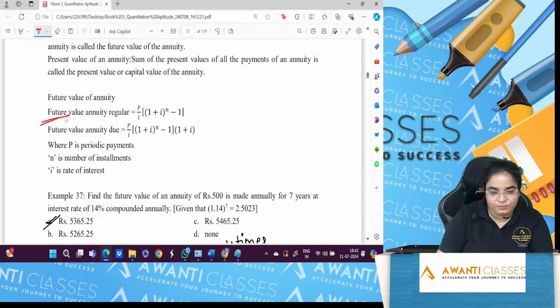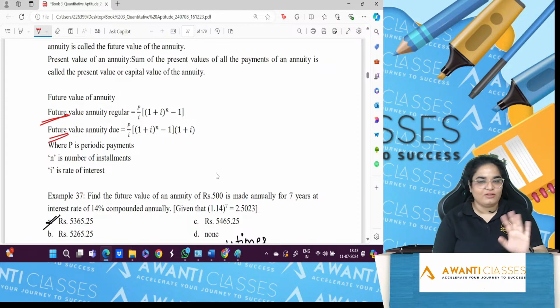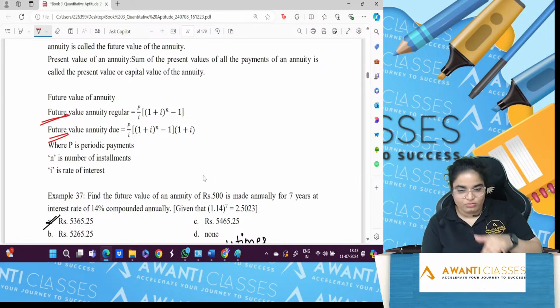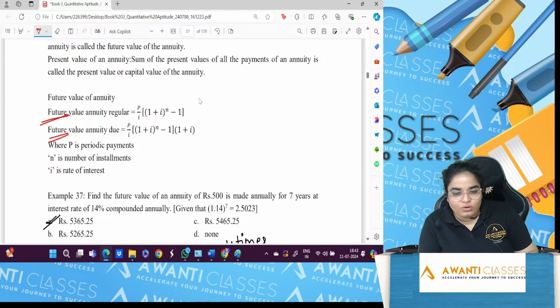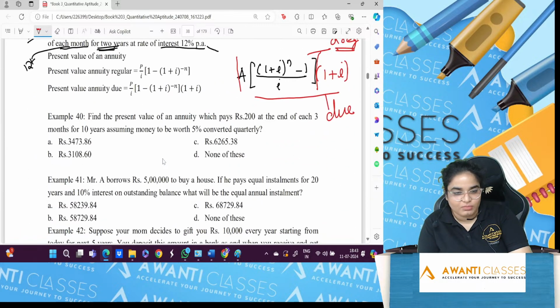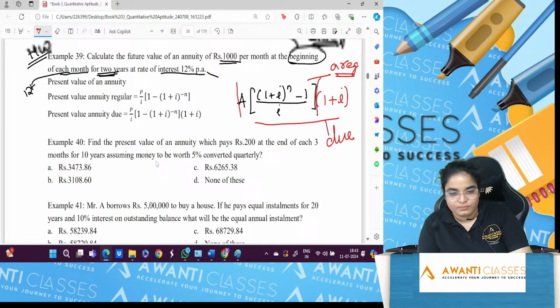Future value, not present value. Present value we will do now. So here, same thing, multiply it with 1 plus I if you want annuity due. That's all. Use this formula for question number 39.